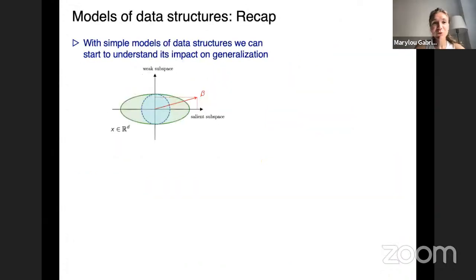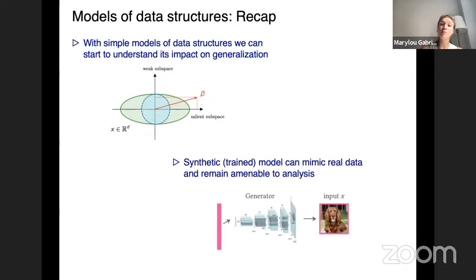Okay, and with this was actually what I wanted to tell you about possible models of data structures that can be incorporated in the learning. What we've seen is this salient and weak feature model that is pretty simple, but is already successful at giving us some intuition of the impact of data structures on generalization. And going further, it is possible to incorporate some synthetic models that are trained and that will mimic real data and that remain amenable to analysis, although it's not, as we were discussing, exactly real data, and there are some conditions to this success.